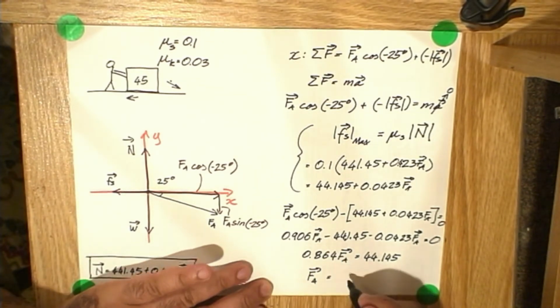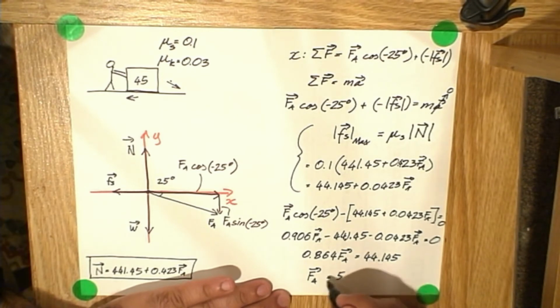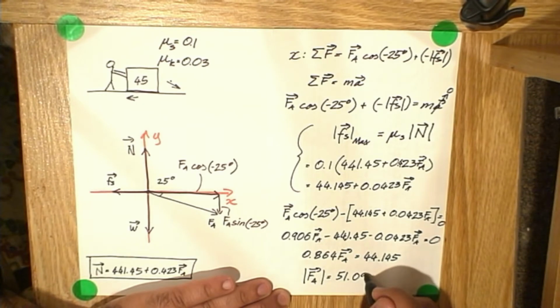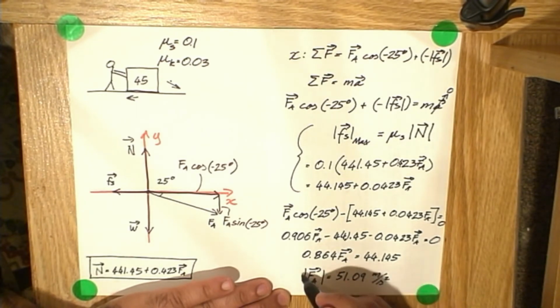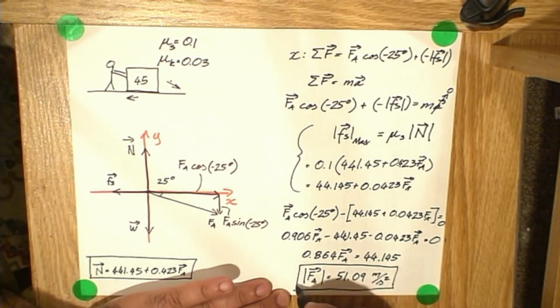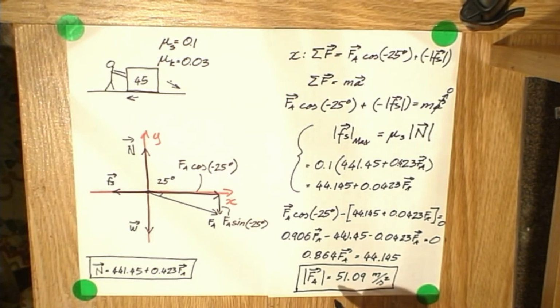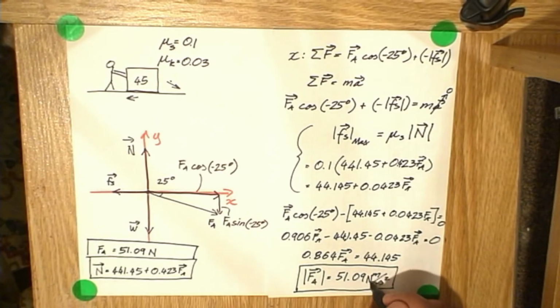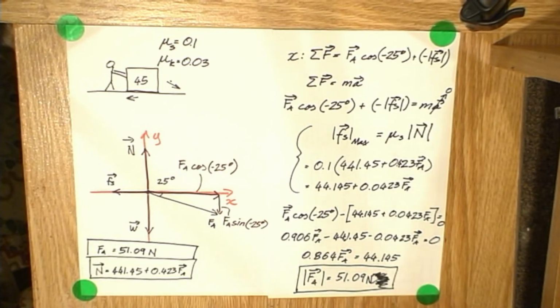So this is the minimum value of the applied force that needs to be given in order to overcome the force of static friction and to accelerate this from rest. I just realized I wrote meters per second squared here. I don't know why I did that. It's a force. It's supposed to be in newtons.